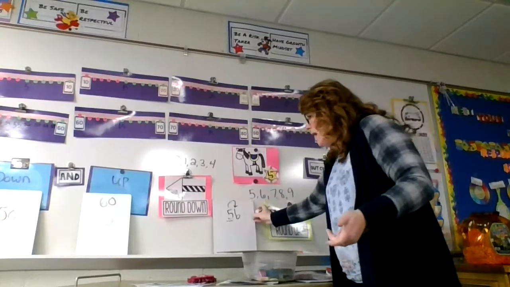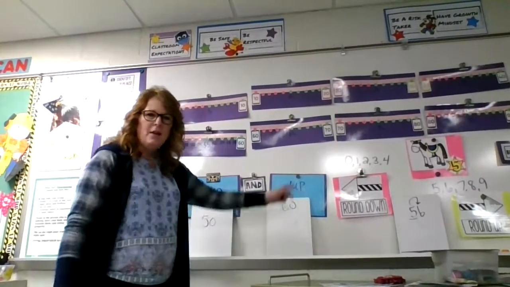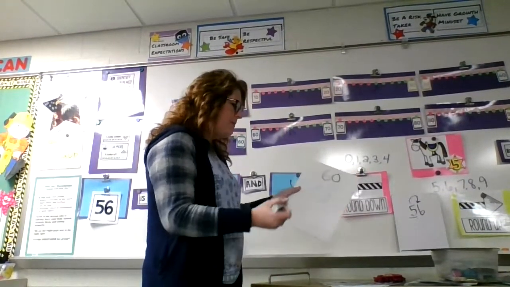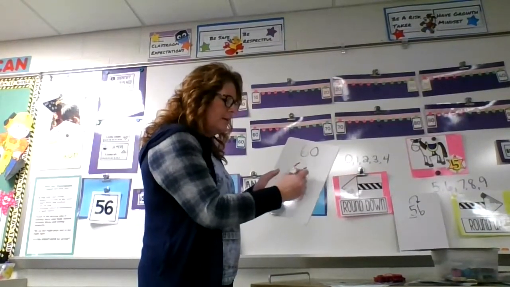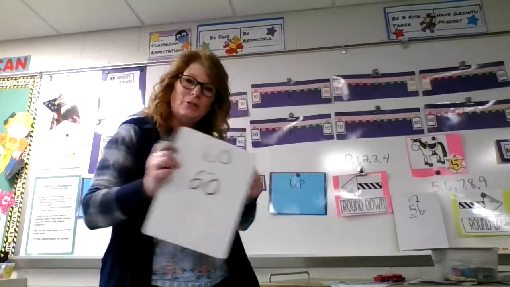So what am I rounding up to? I have two numbers to pick from. I'm rounding from 50 or I'm rounding to 60. This is my upside. So when I round and I come up with my answer, the answer is 60. 56 rounds to 60.